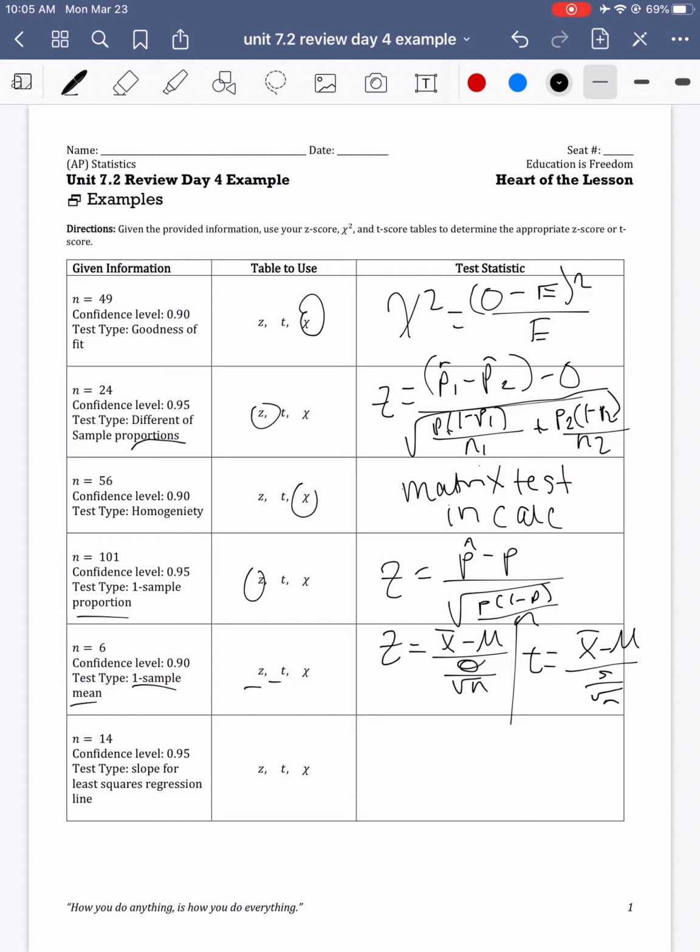And then lastly, if this was a least squares regression test, then this would be a t. So we'd have t is equal to the slope minus 0 over the standard error of the coefficient. All right, hopefully you got those right. If you didn't and you understand why you got them wrong, that's great. If you did not, please join the Zoom call at 8:20 so that we can get some clarification on that.